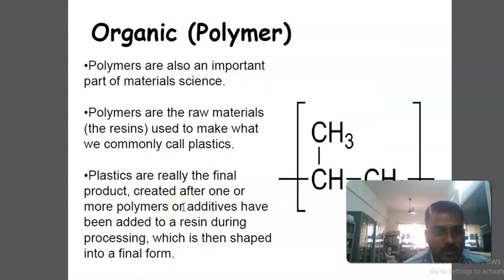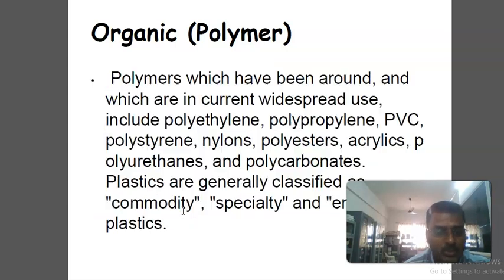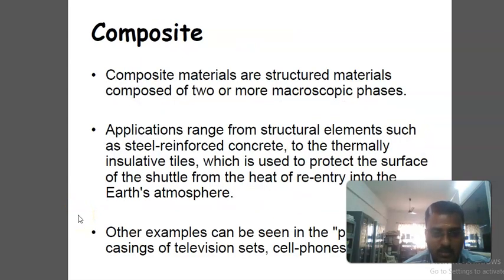Silicon crystal is an example. Next, organic. Polymers are also one of the most important parts of material science. Polymers are the raw materials, the resins, used to make what we call plastics. Plastics are the final product created after one or more polymers or additives have been added to resin during processing. Polymers which have been around and are in current widespread use include polyethylene, polypropylene, PVC, polystyrene, polyesters, acrylics, polycarbonates, and so on.